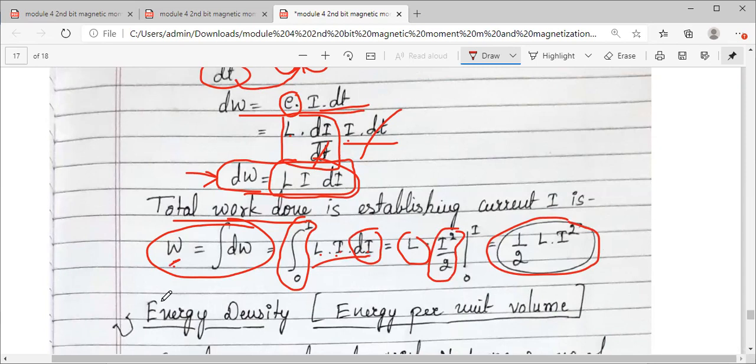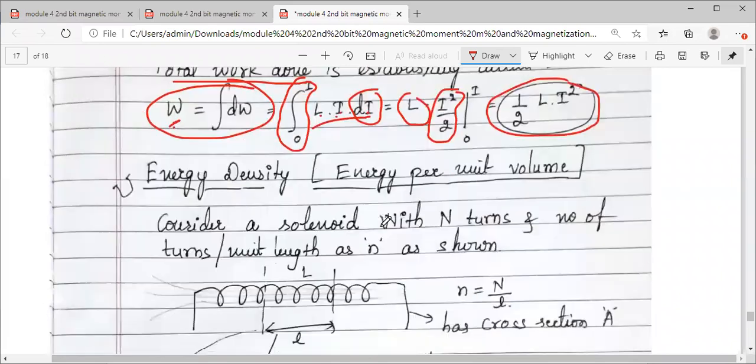Whenever the work done concept comes, it means there exists certain opposition by the inductor side whenever you change the current. Because of this opposition, you have to cross it and you have to do certain work so that the current can flow through the inductor. So that W is given by half L I square.